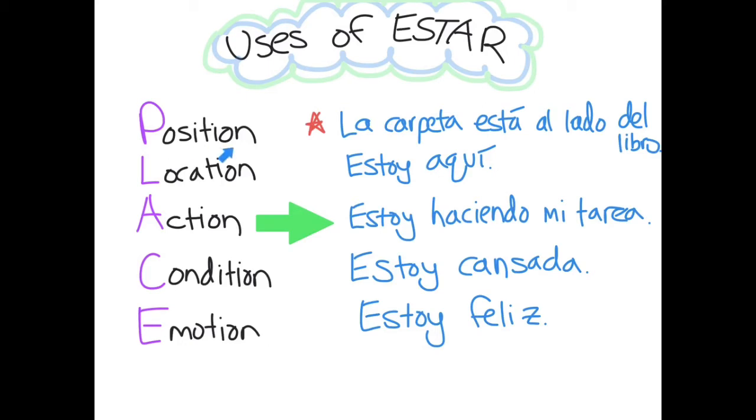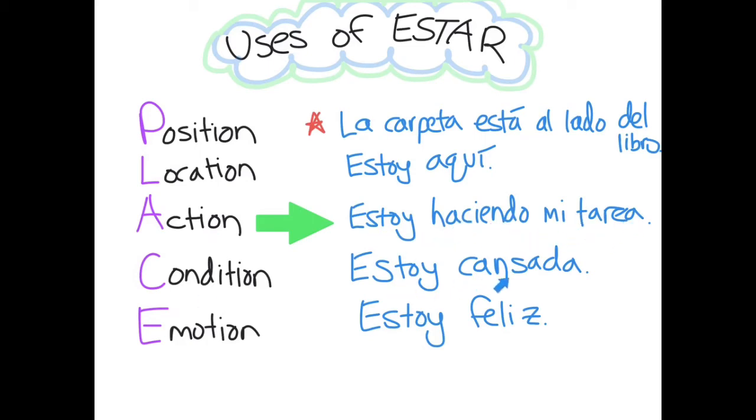So position would be like la carpeta está al lado del libro. The folder is next to the book, so you're using a prepositional phrase to compare where two items are in relationship to one another. Estoy aquí, I'm here. Location. Action. So basically the ing with the present progressive. Estoy haciendo mi tarea. I'm doing my homework right now.